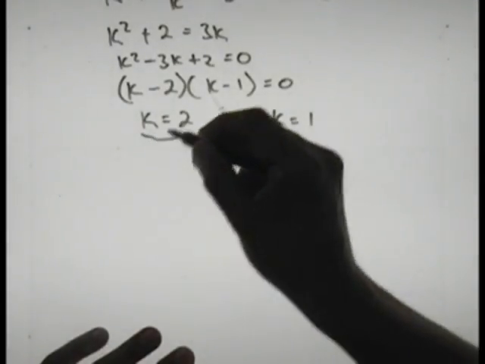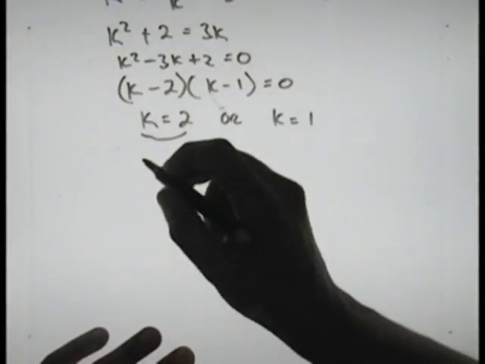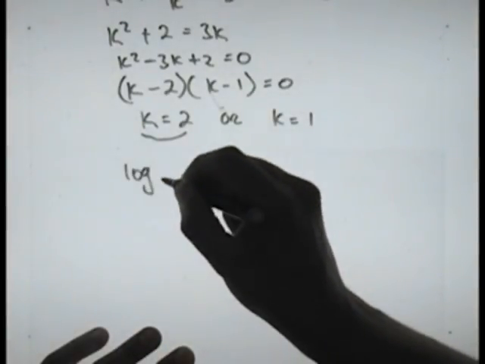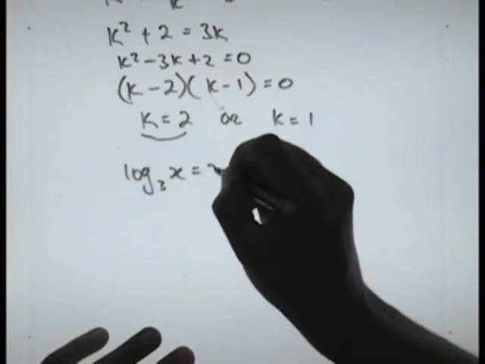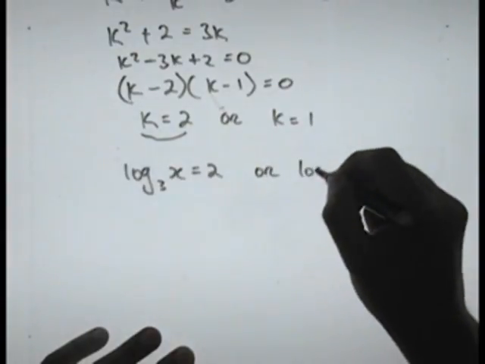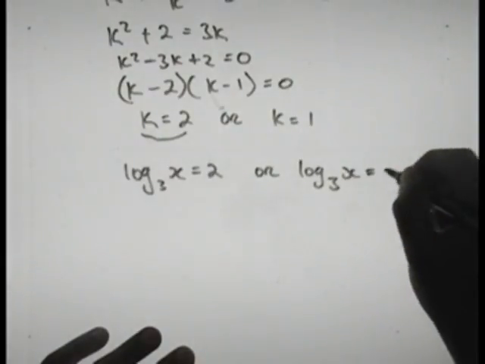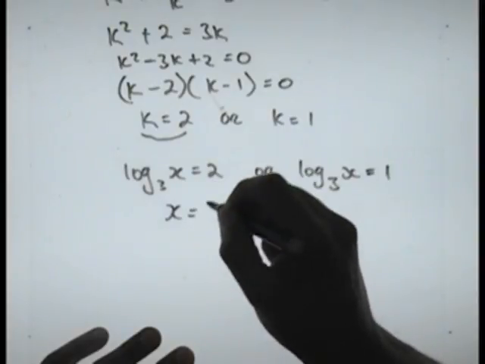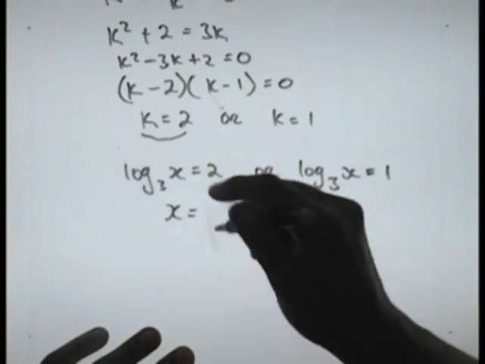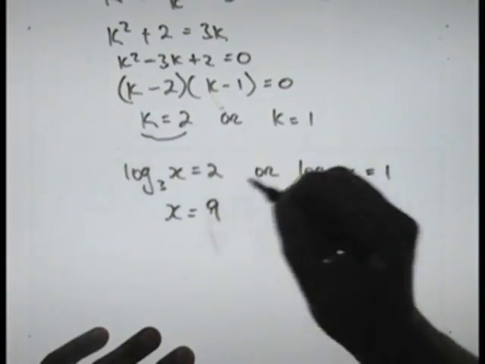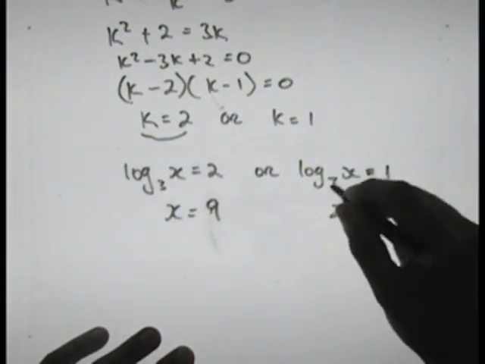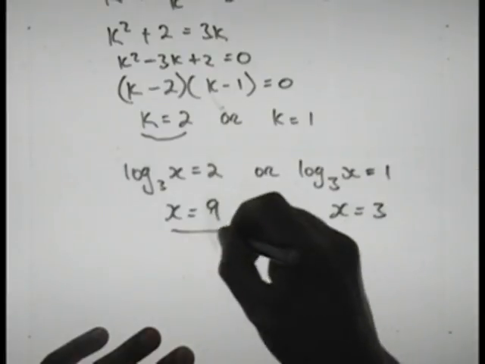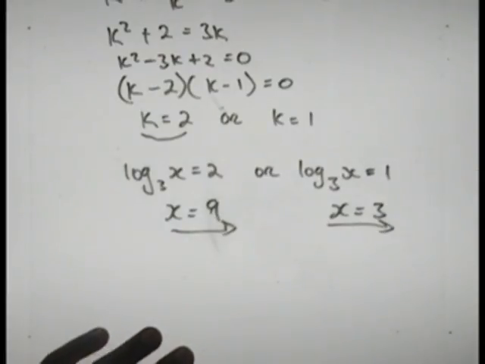Now at the start I said k equals log base 3 of x. Here I'm going to substitute it back. That means that log base 3 of x is equal to 2 or log base 3 of x is equal to 1. This means that x is equal to 3 to the power 2, which is equal to 9, or x is equal to 3 to the power 1, which is just 3. And there are my two answers.